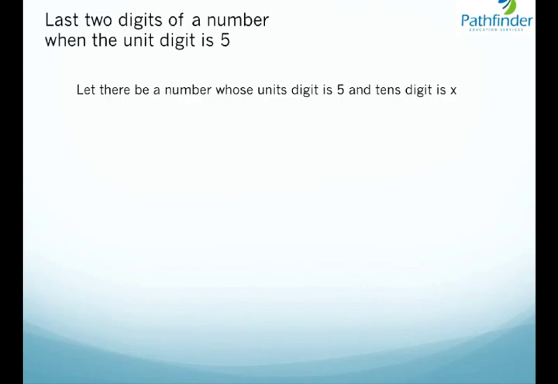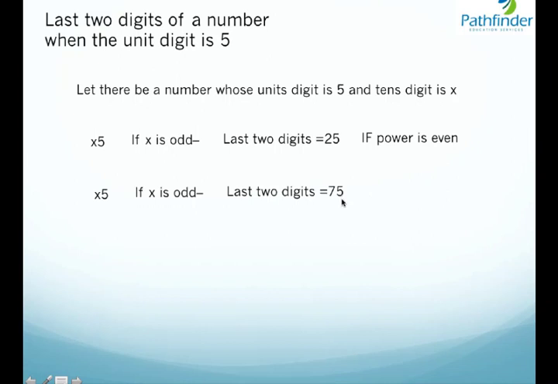Next, let us look at a case where the units digit is 5 and the tens digit is x and x is odd. If x is odd, then the last two digits of any power of x5 will be 25 if the power is even, and 75 if the power is odd. For example, 35 square, now 3 is an odd number which precedes 5 and 2 is an even power, and if the power is even, we expect the last two digits to be 25. So yes, that's right. 35 square is 1225.